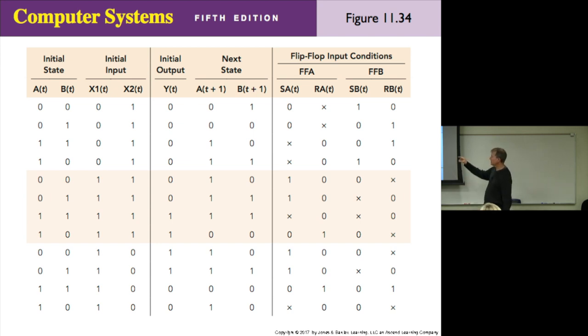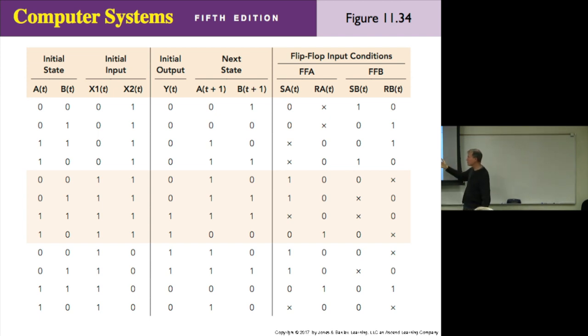The reason it's done in order, in figure 11.33, under initial state, A at time T, B at time T, is 00, 01, 11, 10, so that it will be in that order under the flip-flop input conditions on the right side of the table. Because if it's in this order, then we can just go column to column. We can just take a column in this table and put it in a column of the Karnaugh map without having to mentally flip the order, which would possibly cause a mistake.